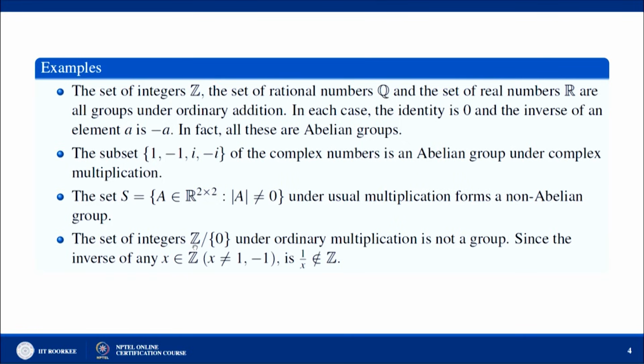Now, the set of integers Z excluding 0 under ordinary multiplication is not a group, because you can clearly see, the identity element under multiplication is 1, but if you take an element, say 2, its inverse is 1 by 2, which is not in this set of integers excluding 0. Hence, it will not constitute a group. So, this is all about group.